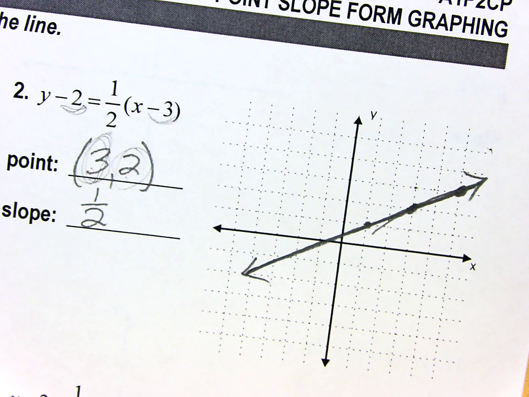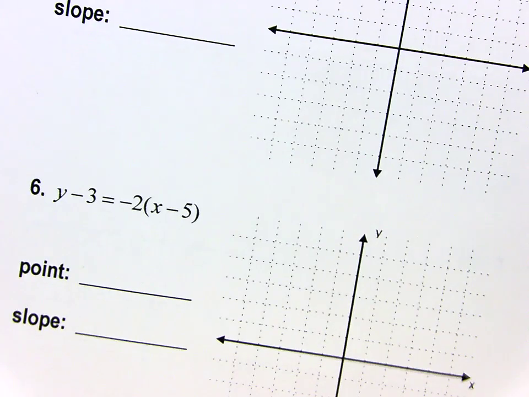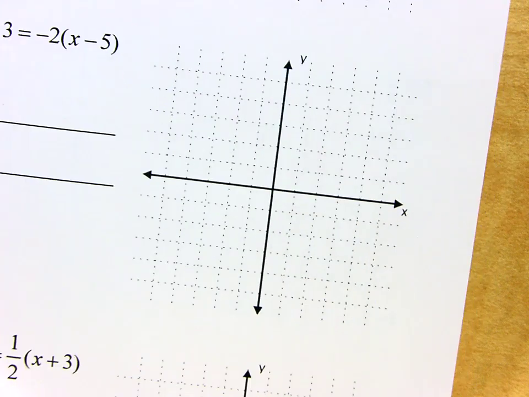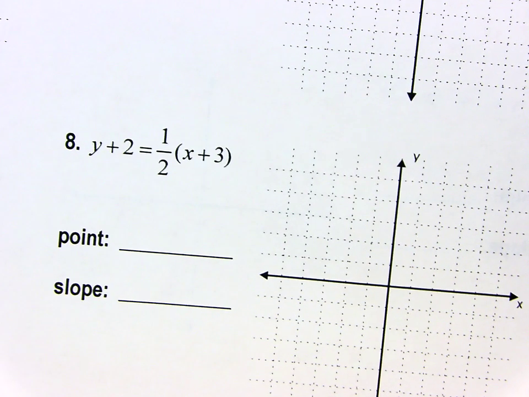Jump down to number 8. So here's 8. Go ahead and find the point and the slope. Don't say it yet. Just write it, and don't graph it yet. Just get the point and the slope, and let's just make sure that we all match.